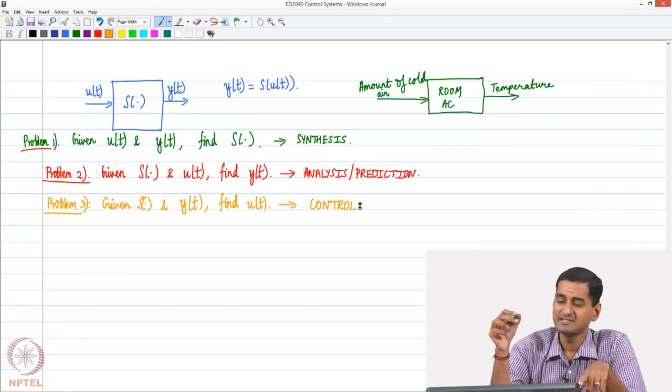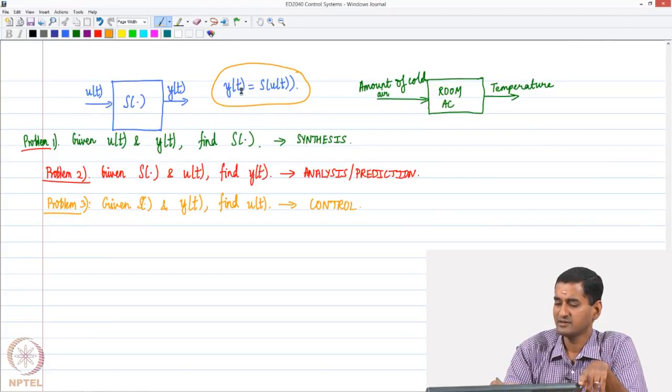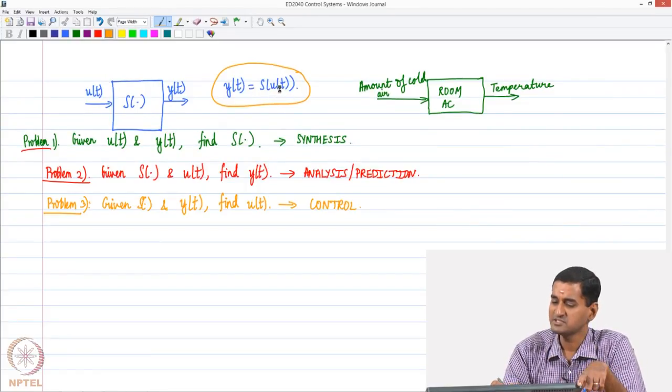In a certain sense, it's the inverse problem of what we do in problem number one, or rather the inverse of what we do in problem number two. This mapping helps us to find a y of t given a u of t. In the problem of control, given a y of t, I want to use this mapping to find what u of t will get me the output y of t.